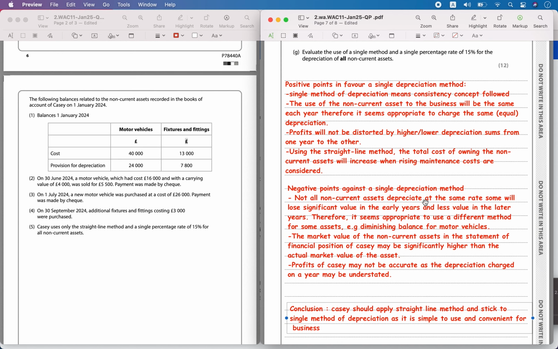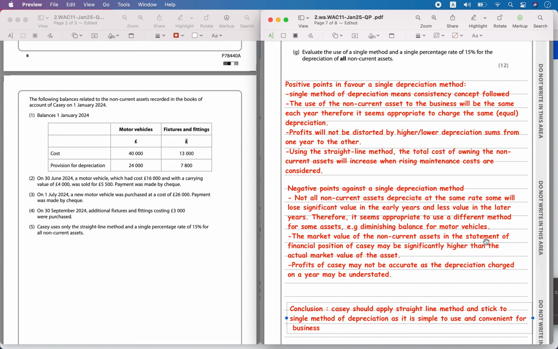Then the negative points against a single depreciation method is not all non-current assets are going to depreciate at the same rate. For example, motor vehicles might depreciate at a faster rate. Okay, so they will lose a significant value in the earlier years and less in the later years. Therefore, a diminishing balance method could be more appropriate for motor vehicle, and a straight line method could be used for fixtures and fittings.